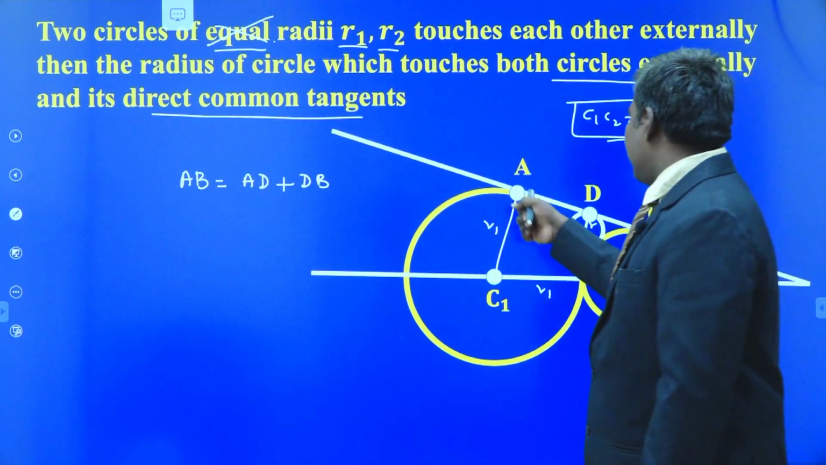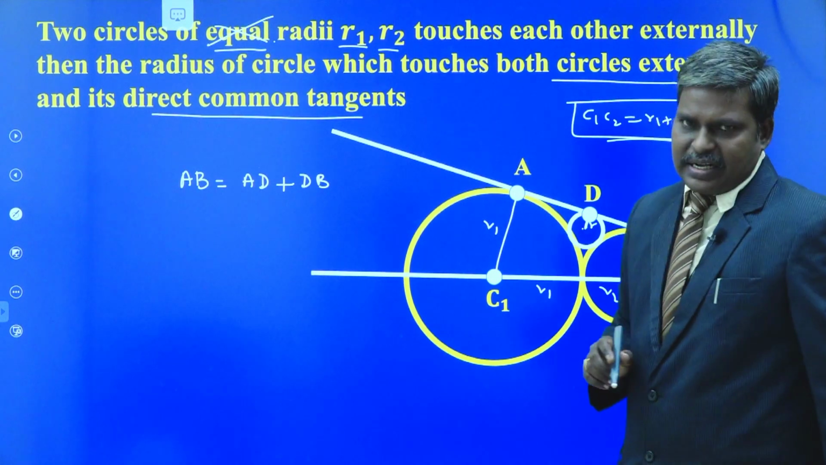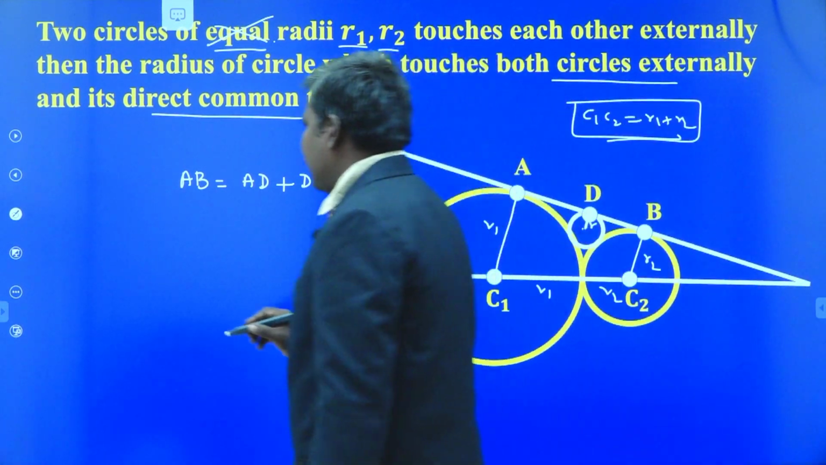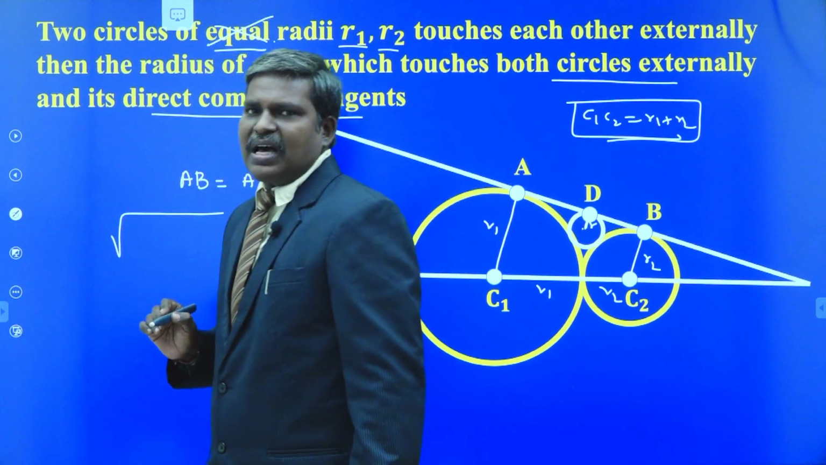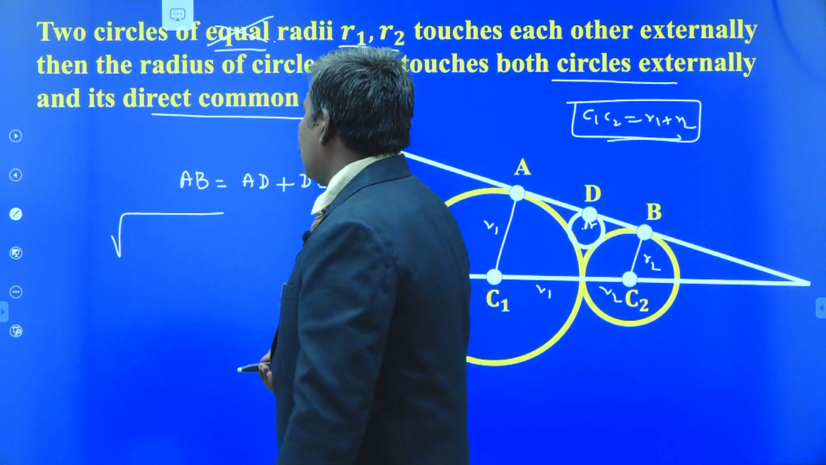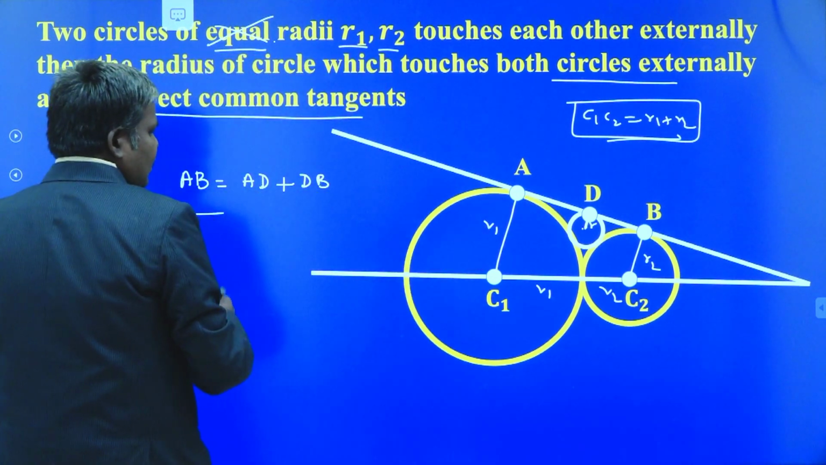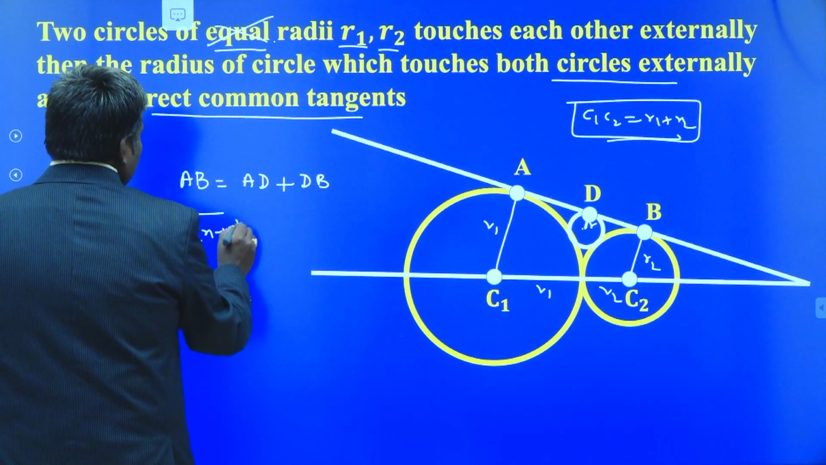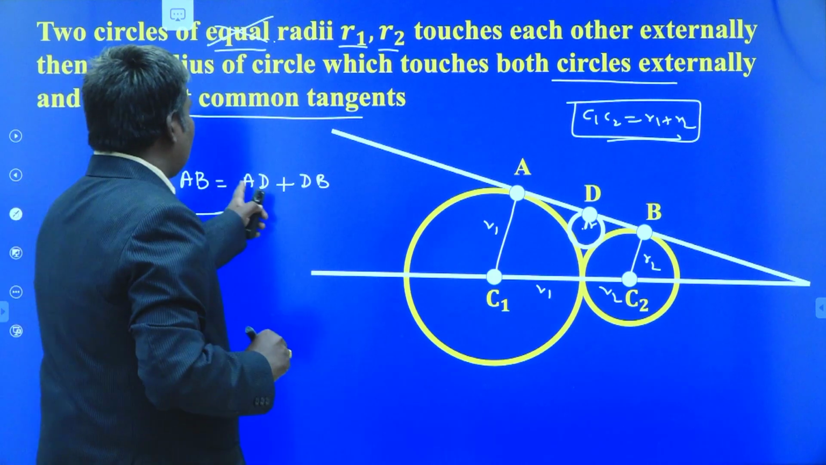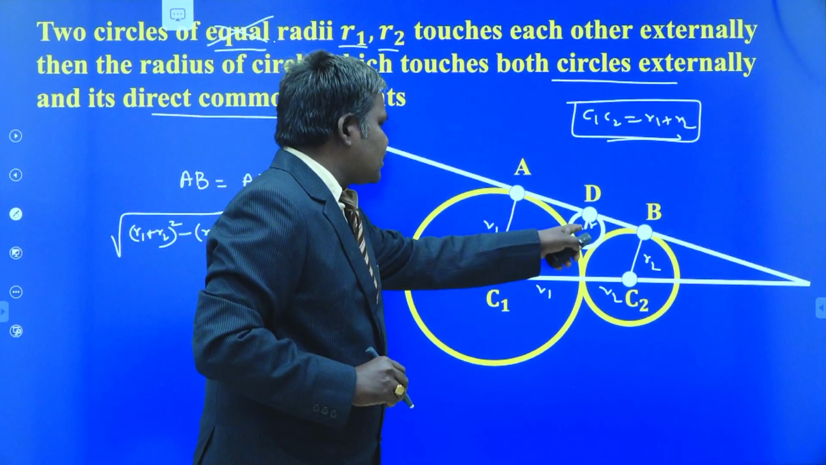My dear students, what is AB? AB is nothing but the length of the direct common tangent. Length of direct common tangent is root of C1C2 square minus (R1 minus R2) whole square. What is C1C2? The two circles touch each other externally, so C1C2 is nothing but R1 plus R2. So root of (R1 plus R2) whole square minus (R1 minus R2) whole square. That is equal to AD plus DB. AD is nothing but the length of direct common tangent of these two circles.